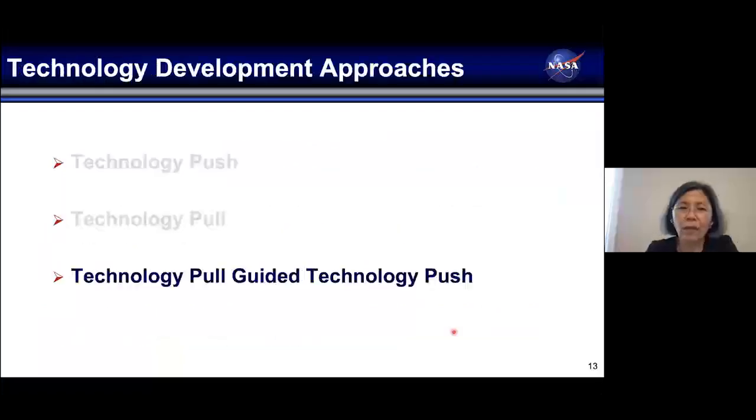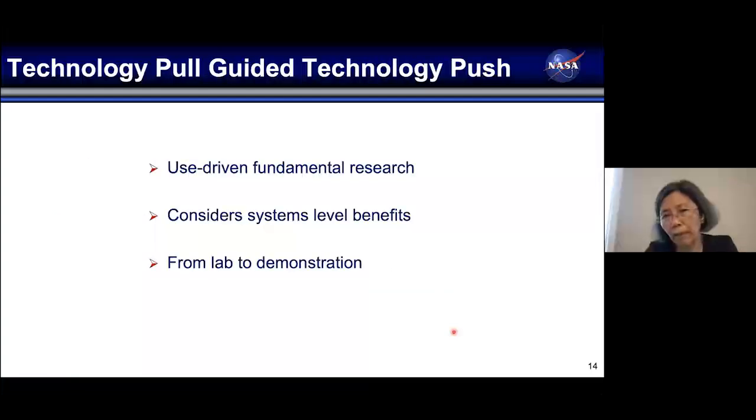So based on understanding of that, I want to talk about how we've evolved in the way we do research in this area, where I view it as a technology pull guided push. And in this case, what do I mean by that? Clearly, we still need to do the fundamental research, but the research that we're doing now is not just for the goal of publishing. The goal is to understand the fundamental science so that we can insert this material as soon as possible into specific NASA missions. And in order to do that, we have to understand what the systems level benefits are, and then try to figure out how we can move from lab to demonstration as quickly as possible.